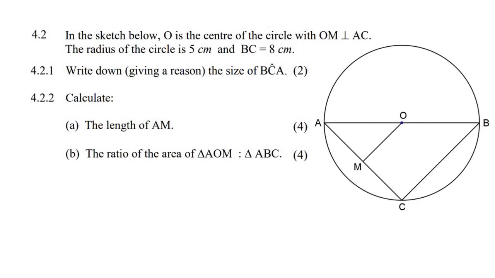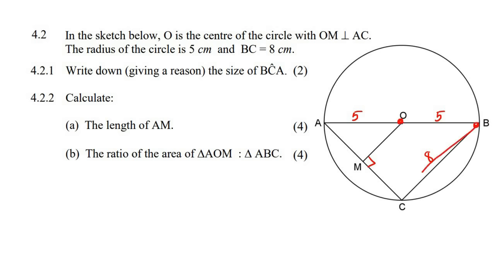In the sketch below, O is the center of the circle with OM perpendicular to AC. Okay, so OM is perpendicular to AC, so that this angle is 90 degrees. The radius of the circle is 5 centimeters. So that's 5 and that's 5, because that's the radius, right? From the center to the outside and from the center to the outside. First question, BC is 8 centimeters. There we go. First question, write down the size of angle BCA.